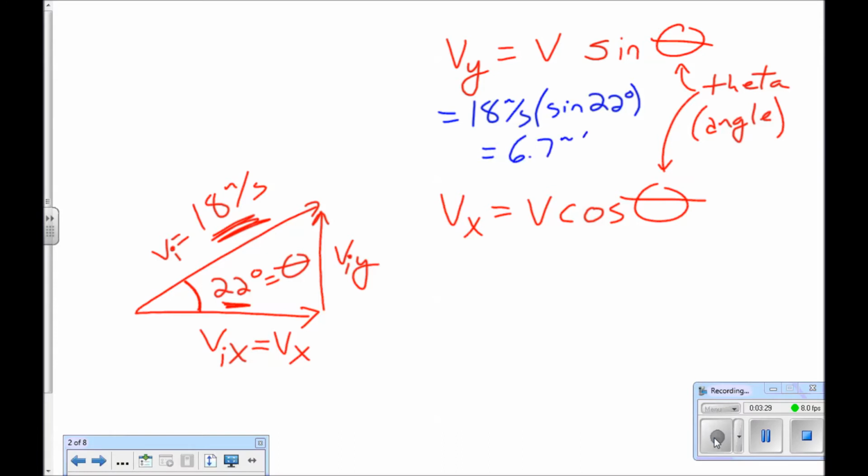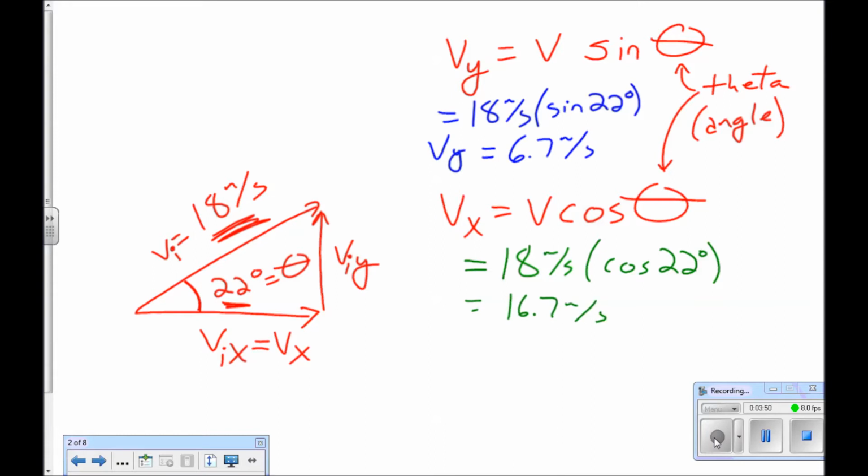All right, and then similarly, we can find our Vx. You're going to do 18 meters a second times the cosine of 22 degrees. Type that into your calculator, and you get 16.7 meters a second. So put those in your drawing. Our Vx is the 16.7 meters a second. The Vy is the 6.7 meters a second.